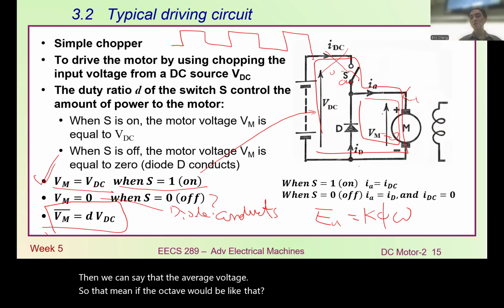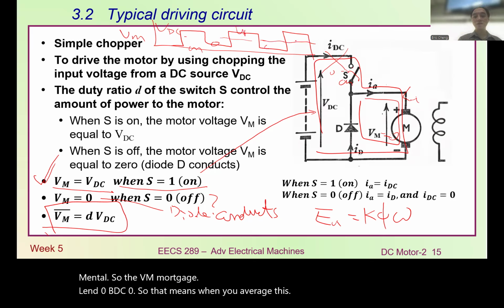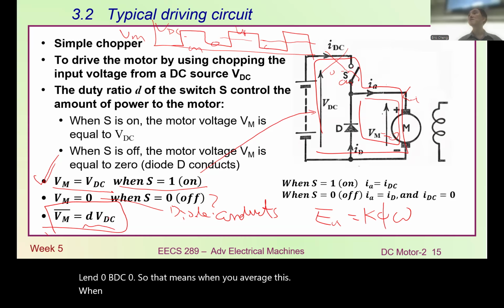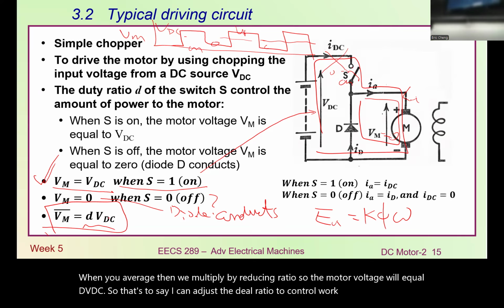So that's the voltage. When we turn on, the VM voltage equals VDC, then 0, VDC, 0. So when you average this, we multiply by the duty ratio. So the motor voltage will equal D VDC. That's to say I can adjust the duty ratio to control the voltage impressed across the motor.